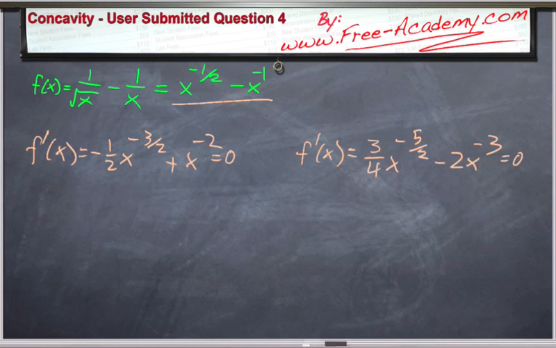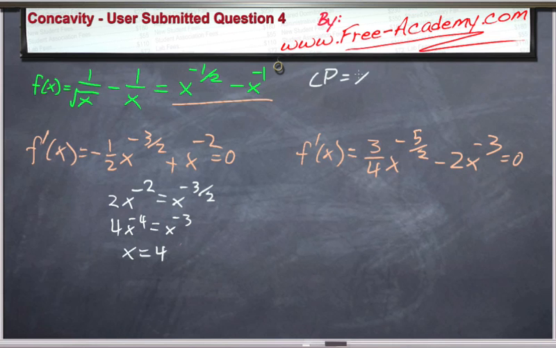We set them both equal to 0 to find our critical points and then do intervals and so forth. Let's start out by solving the first derivative. If we rewrite it, we get 2x to the negative 2 equals x to the negative 3/2. We'll square both sides to get 4x to the negative 4th equals x to the negative 3. And then we do just a little bit more algebra, and then we get x equals 4. So our critical point is going to be at x equals 4.